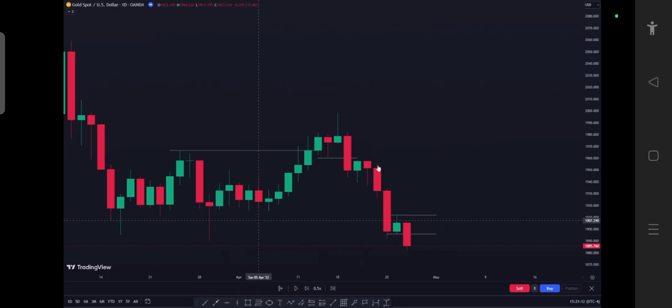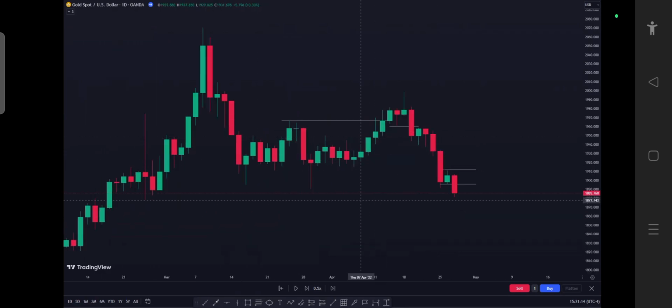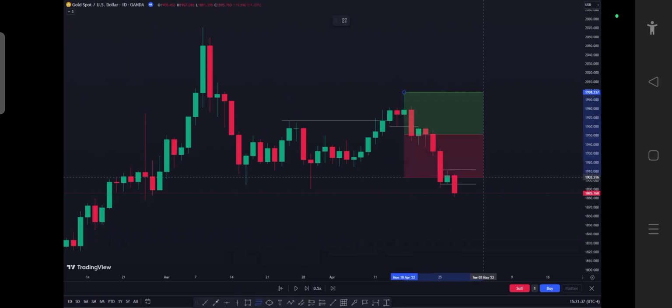Now see what I am going to tell you. Price has taken out a liquidity pool. It's not obvious, but it's very likely that price will retrace back inside the range. So what's our range? From this high to this low, and price has taken out this sell side liquidity. From that high to this low, this is our 50% consequent encroachment.